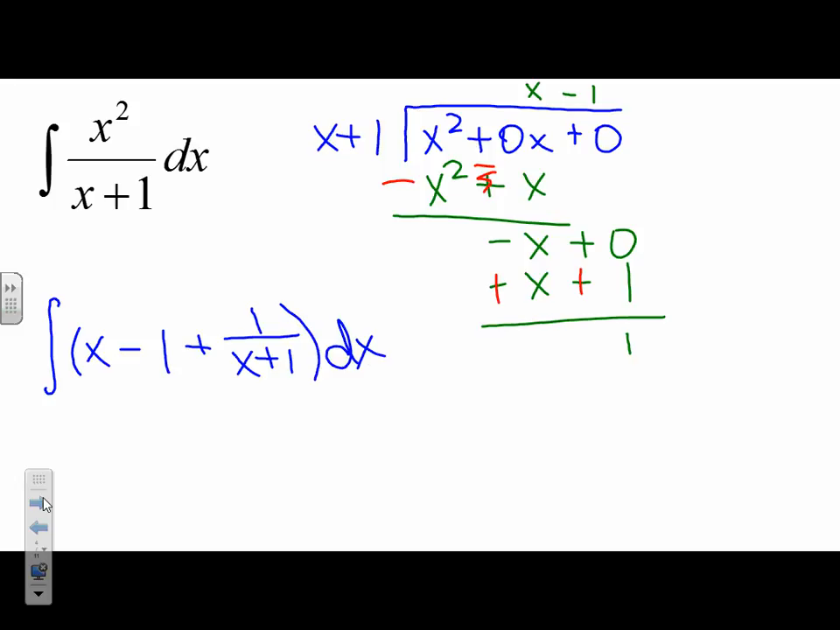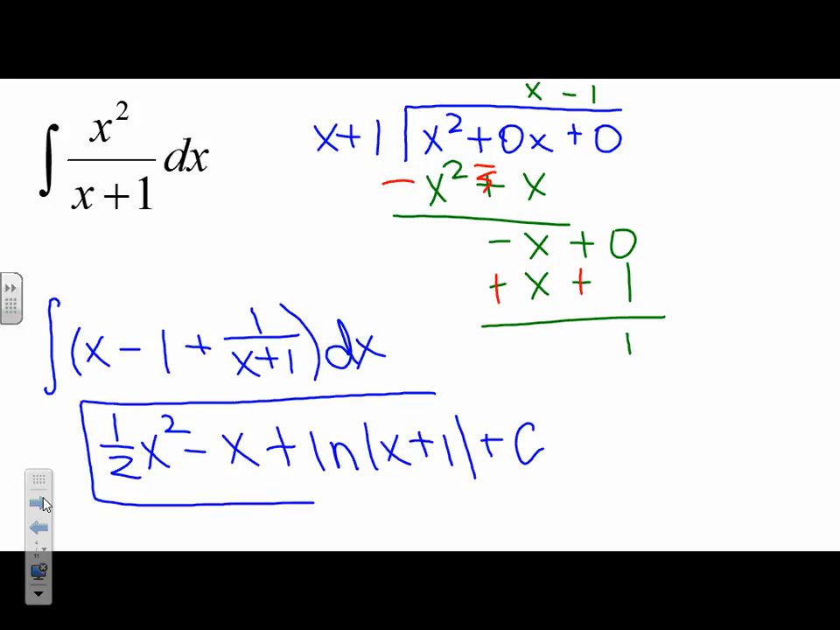Is there a question? Okay. So, antiderivative of x, 1/2 x squared. Antiderivative of negative 1 is negative x, plus antiderivative of 1 over x plus 1 is a natural log of the absolute value of x plus 1. Of course, plus C. If it's improper, divide it.